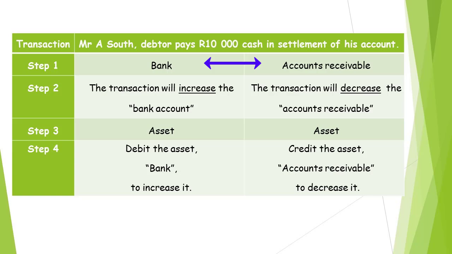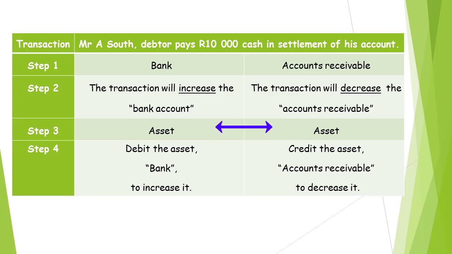The first step when dealing with a transaction is to identify the affected accounts. In our example, the business received cash. The first affected account is bank. The cash was received from a debtor settling his account. The second account affected is therefore accounts receivable. The bank account will increase with the cash amount received. On the other hand, the accounts receivable account will decrease because the debtor will now owe the business less money.